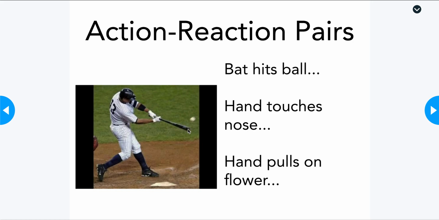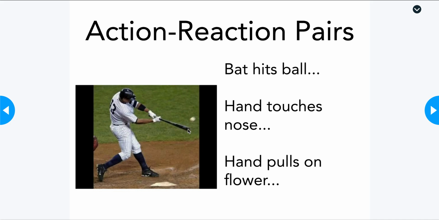And so that is your action reaction: the bat hits the ball and the ball hits the bat in equal and opposite directions. If you take your hand and boop your nose, you will notice that your hand touches your nose. My finger is pushing on my nose, but not only does my nose get pushed, my finger can feel my nose touching it. So you touch the nose, and it pushes back.